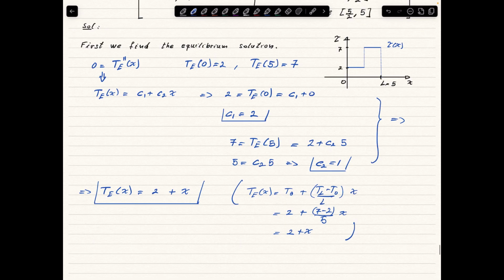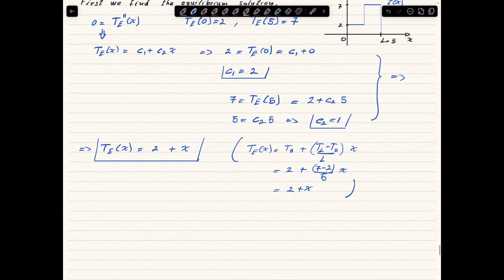Now we can move on. Now what is the equation for TH? So once we have the equilibrium solution, we write the temperature as a function of t and x. We write it as the equilibrium solution, which is 2 plus x, plus the rest, which is going to be TH of t, x. So this is how we translate the problem from the original temperature to the homogeneous temperature TH.